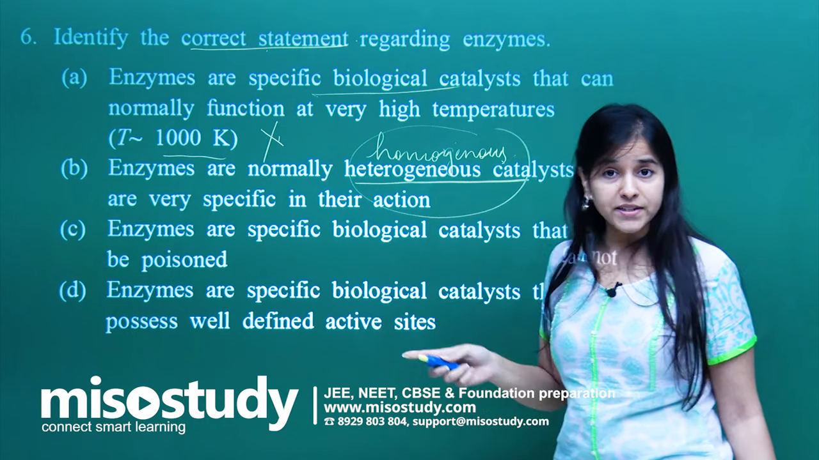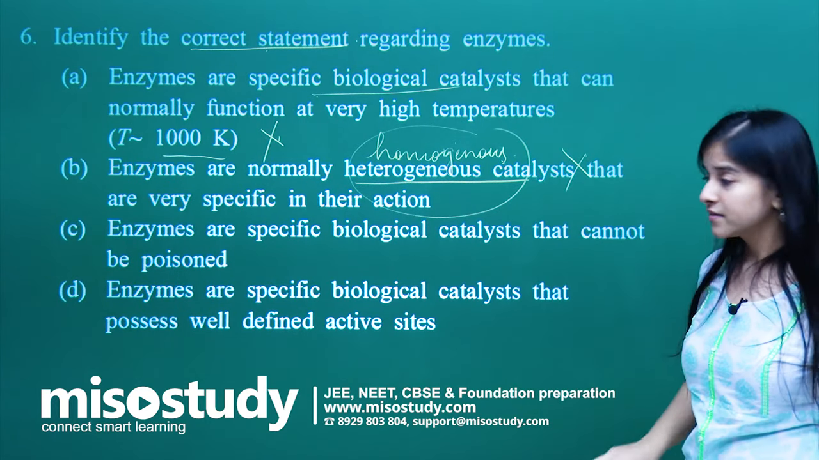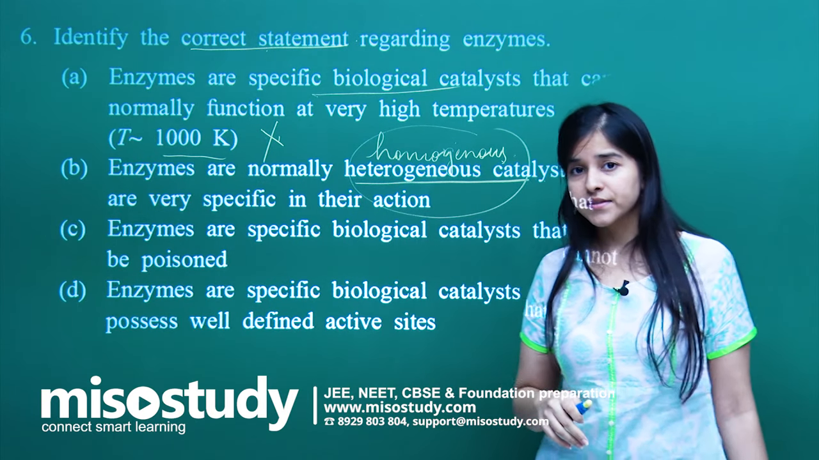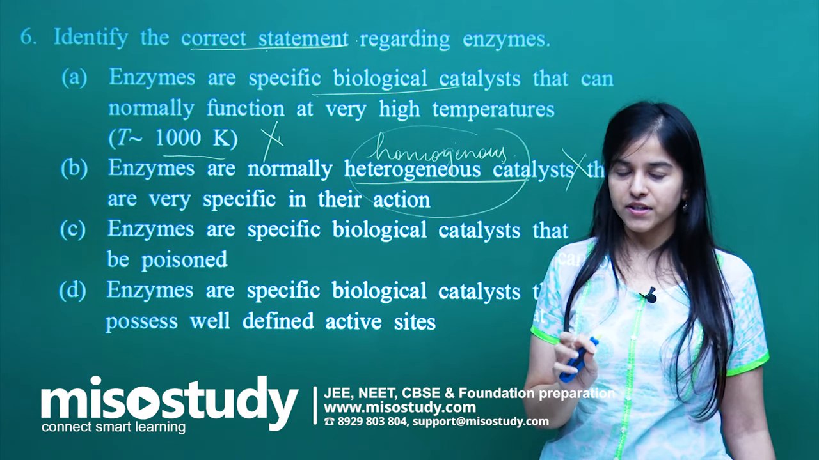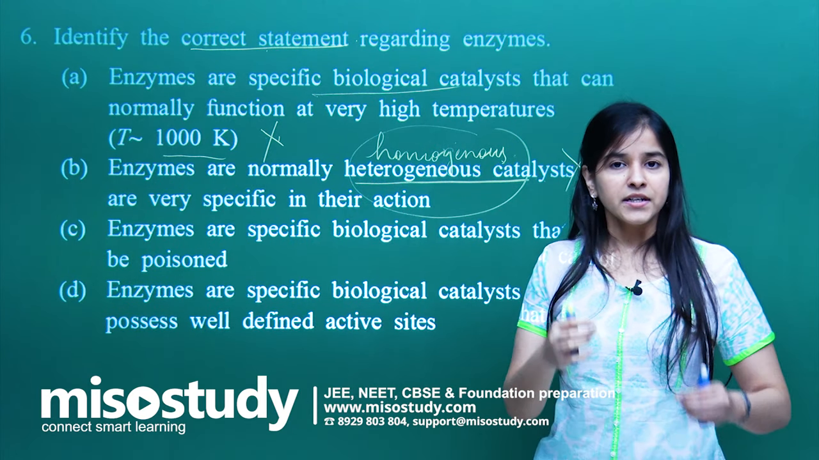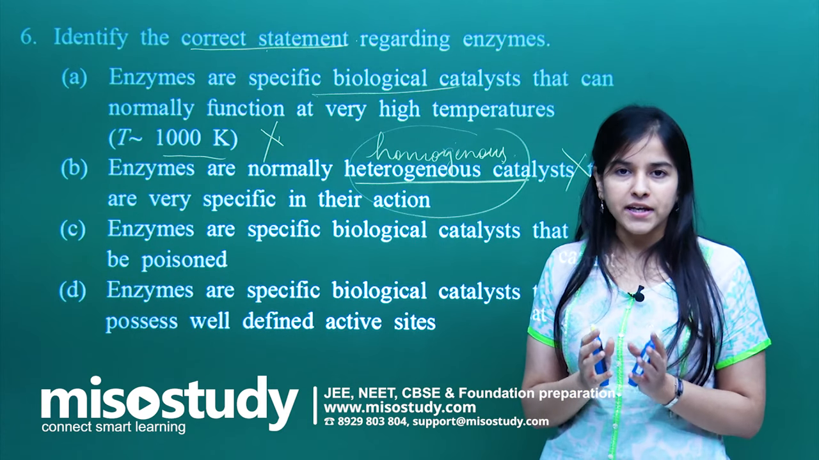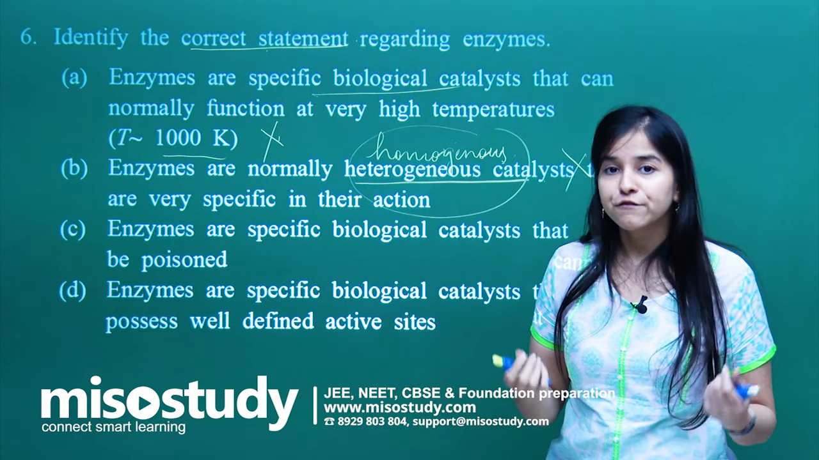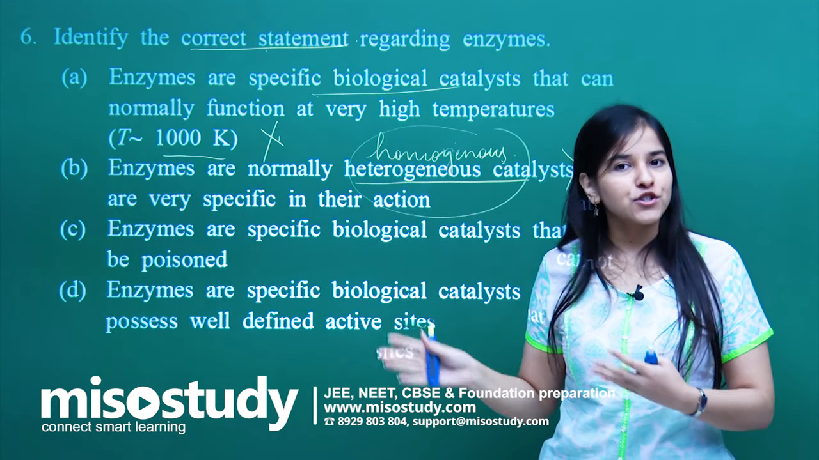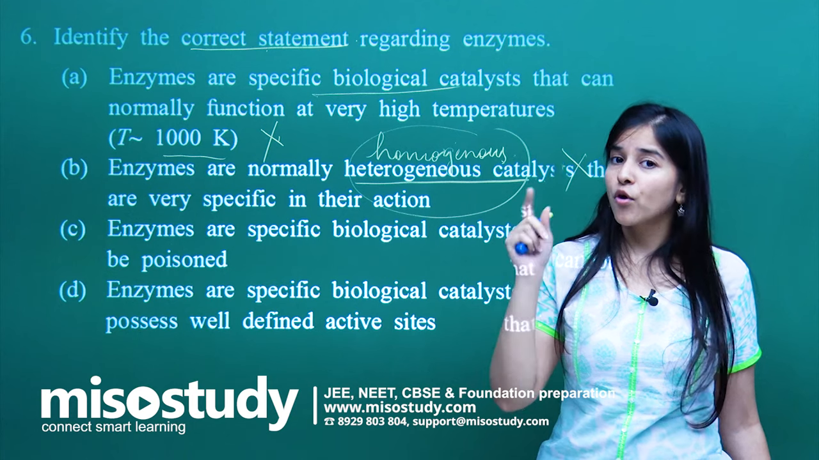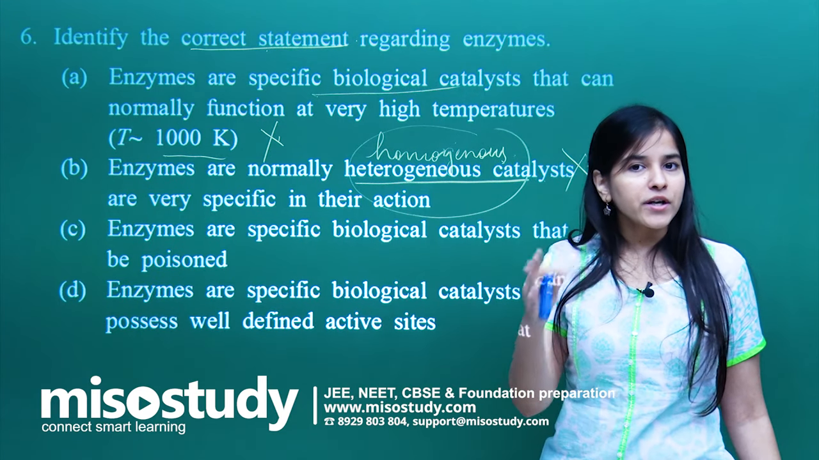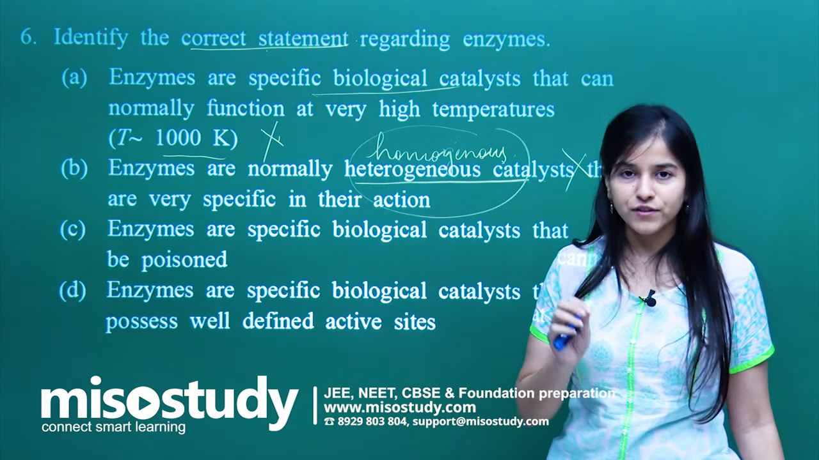That means this very statement is incorrect again. Enzymes are specific biological catalysts that cannot be poisoned. They can definitely be poisoned. If you have read the chapter on chemistry in everyday life, there are a lot of medicines which try to modify the function of an enzyme. That means we are poisoning the enzyme within the body in order to treat a condition, or in order to alter the way of that enzyme.